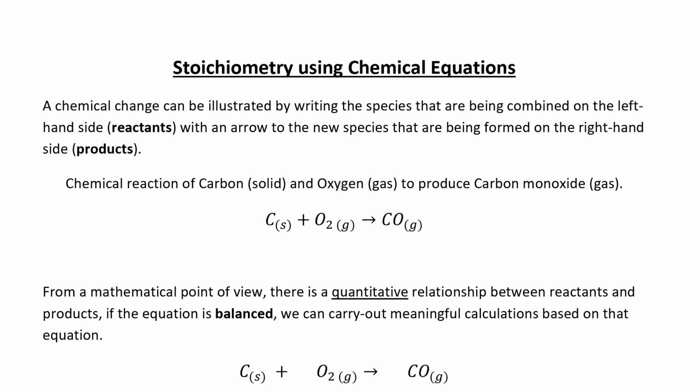Let's get started. Anytime there's a chemical change, this can be illustrated by writing species. Notice we call them species. On the left-hand side, these are your ingredients. We don't call them ingredients, we call them reactants. So if this was your chemical reaction here, these would be called your reactants. We then place an arrow indicating a new species will be formed. And this comes on the right-hand side. We call these the products.